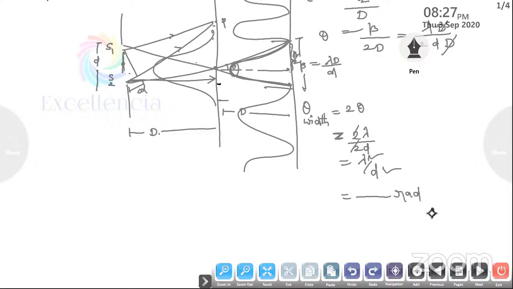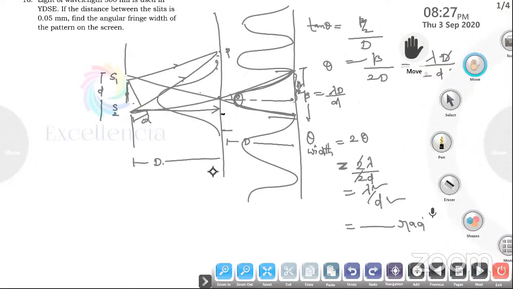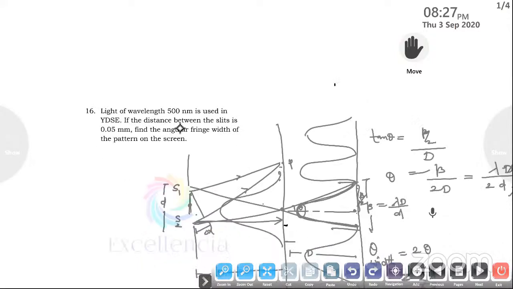Okay, students. The lambda value is given, as well as the slit separation. Therefore, you can find the values by substituting here. Right? So here, what is the value of lambda given? 500 nanometer. The distance between slits is given as 0.05 millimeter. Find it, and we'll get the answer.